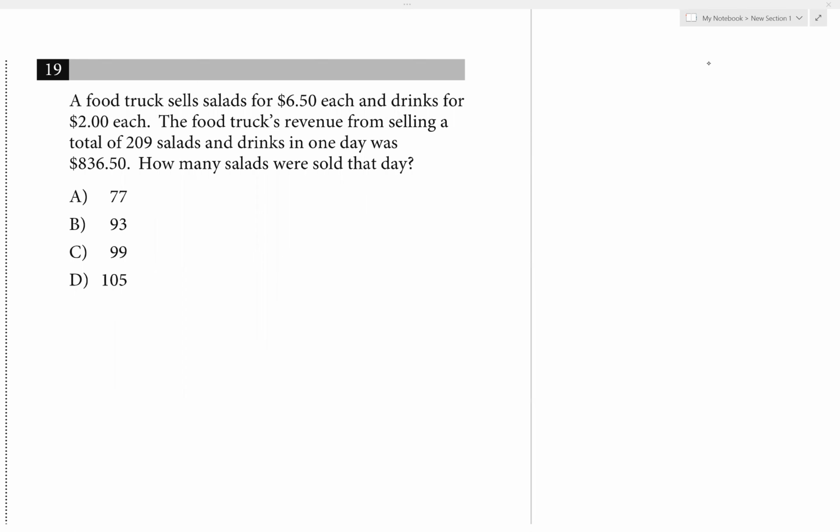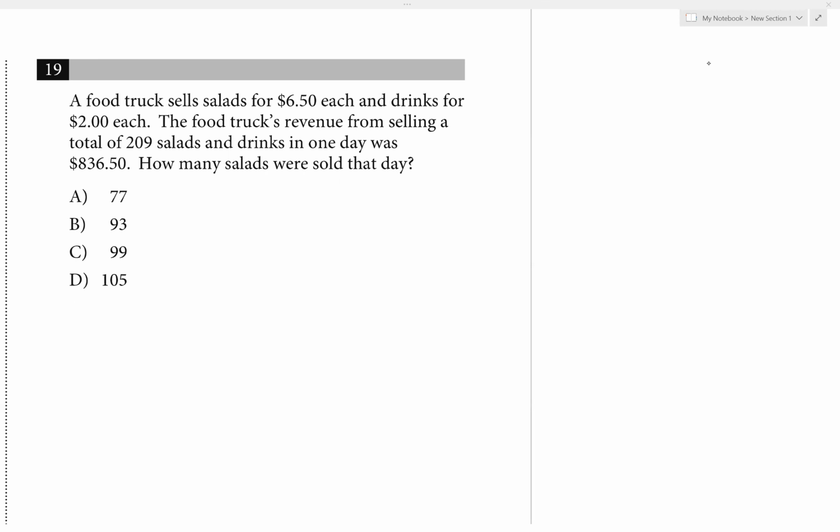And number 19, a food truck sells salads for $6.50 each and drinks for $2 each. The food truck's revenue from selling a total of 209 salads and drinks in one day was $836.5. How many salads were sold that day? All right. So we have salad and we have drinks. Okay, so we don't know the number for either one.